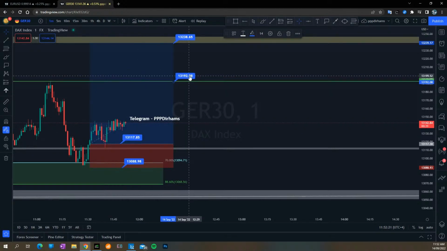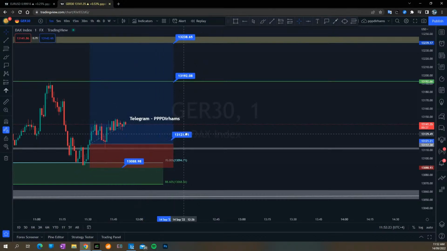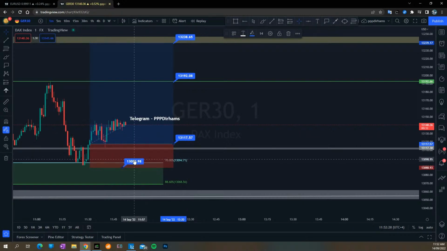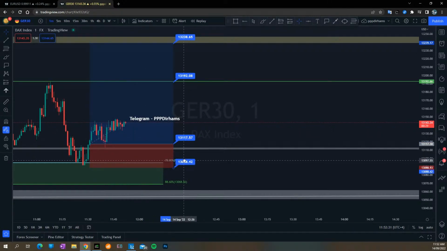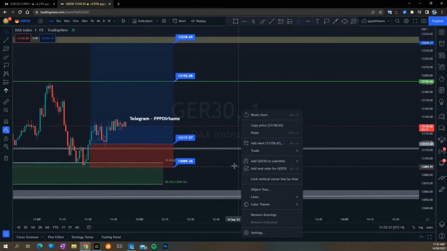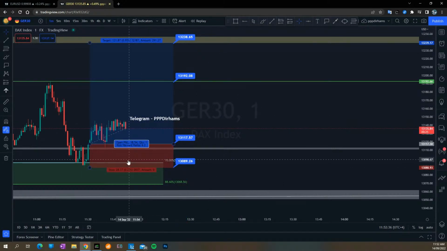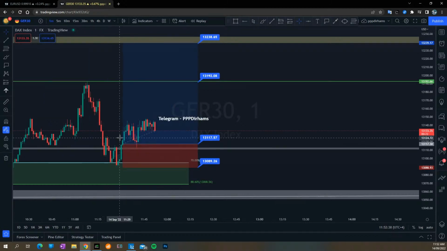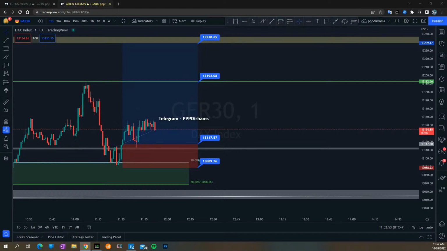So this line is a very vital level, I would say. This was our entry, and this is our stop loss. Let's see how German index treats our stop loss, whether it has respect for us or not. If we lose the second trade in a row on the German index, really, I'm going to be pissed off.